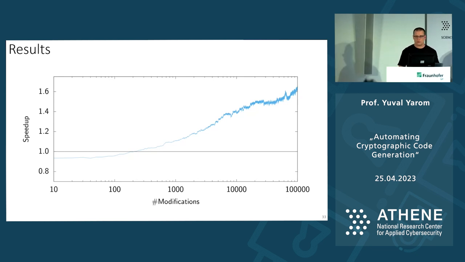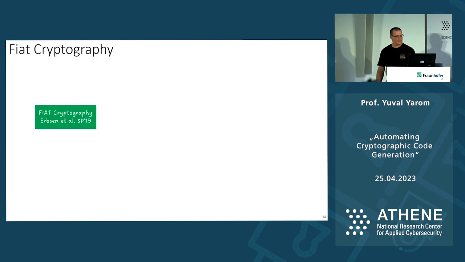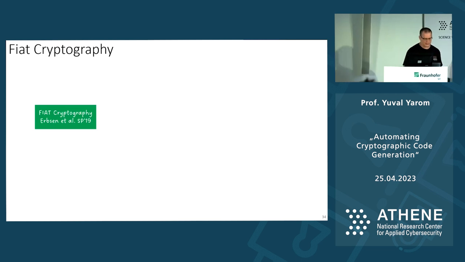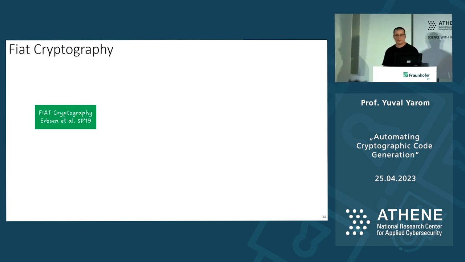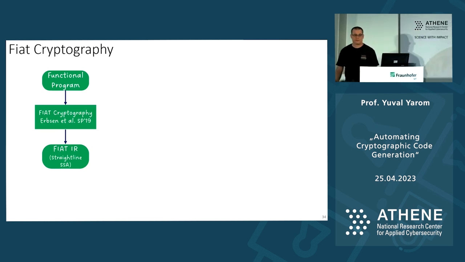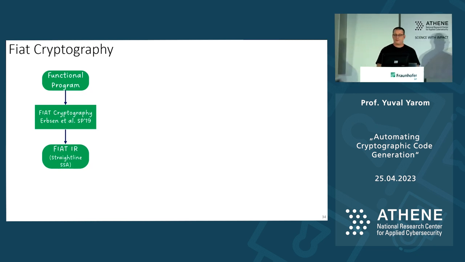So we need some source of code. And for that, we took Fiat Cryptography, a project published in 2019. What Fiat Cryptography does is take a functional representation of a field operation, so it has some sort of template for how to implement field operations. And it produces Fiat IR, an intermediate representation, which is a straight line. It's SSA, so it's exactly what we need. It's not by chance that it's exactly what we need. We present it here in a different order. We started with that, but the story sounds much nicer if we tell it that way.